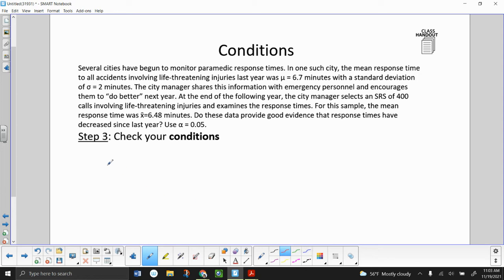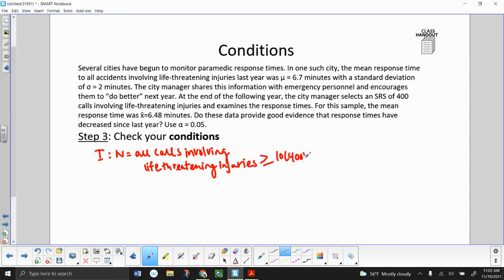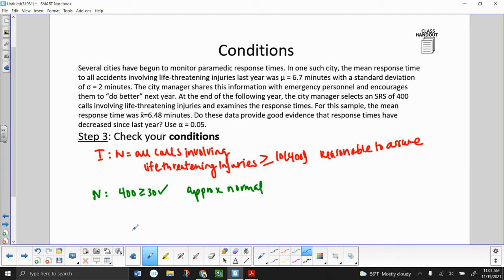All right, so let's check our conditions. The independent condition, big N, which is going to be all calls involving life-threatening injuries, is greater than or equal to 10 times 400. So this is calls within a year. It's definitely reasonable to assume that there's over 4,000 calls involving life-threatening injuries. So reasonable to assume. The normal condition, 400 is our sample size. That's definitely greater than or equal to 30, so that's good, which means it's approximately normal. And for our random condition, I believe it does say SRS, yes, so SRS is stated.